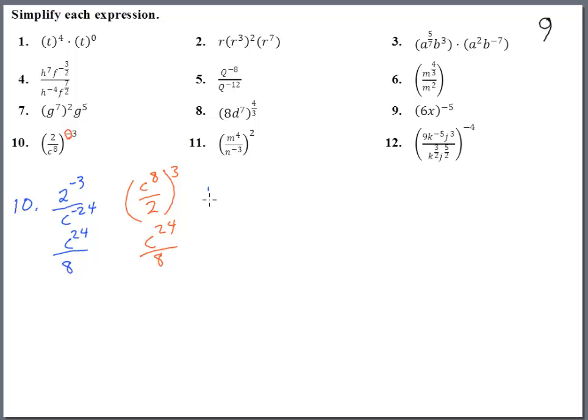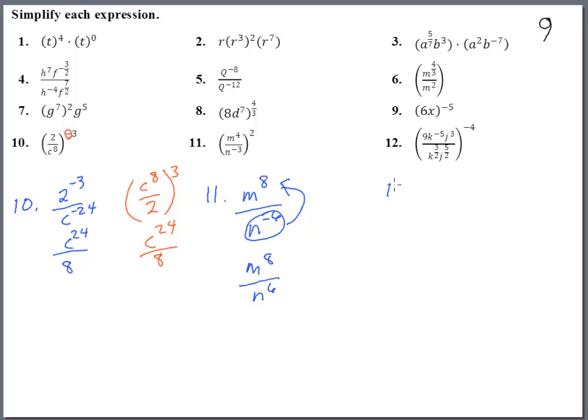Number 11. M to the 4th squared is m to the 8th. N to the -3 squared is n to the -6. We don't want to leave a negative exponent, so this guy will travel up to the top with a positive exponent. That's m to the 8th over n to the 6th.